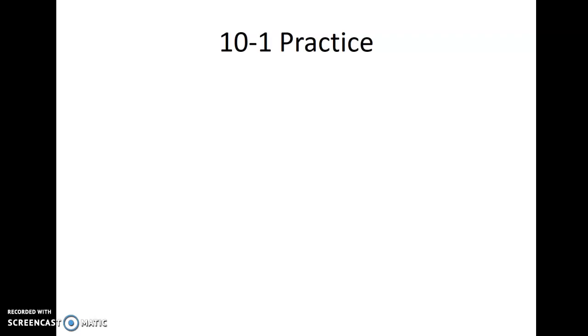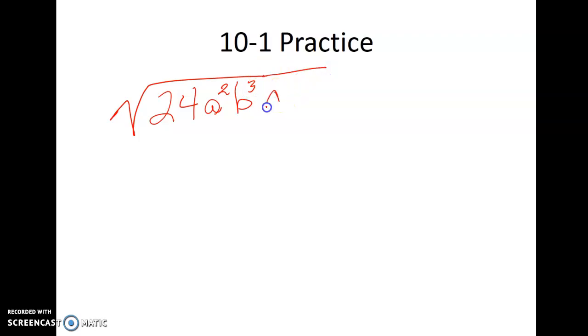Using your 10-1 practice worksheet from your packet, let's try a couple more simplifying radical expressions. If you recall, our goal is to find the largest perfect square inside of a radical, whether I have letters or not in there. So let's just take a quick review here. If I have the square root of 24, let's say I have a squared, b cubed, c to the fifth, I'm trying to take out all the possible perfect squares.